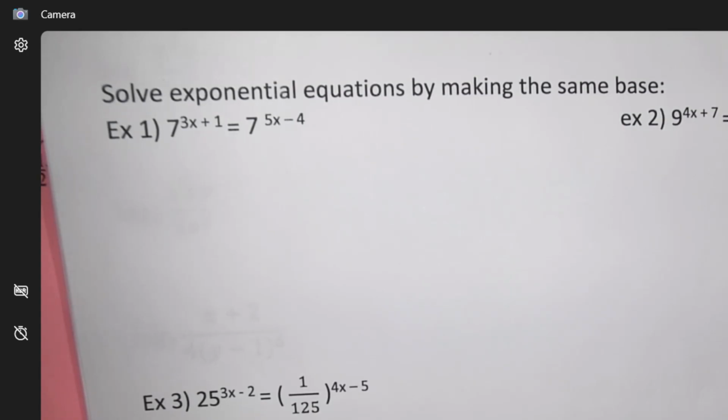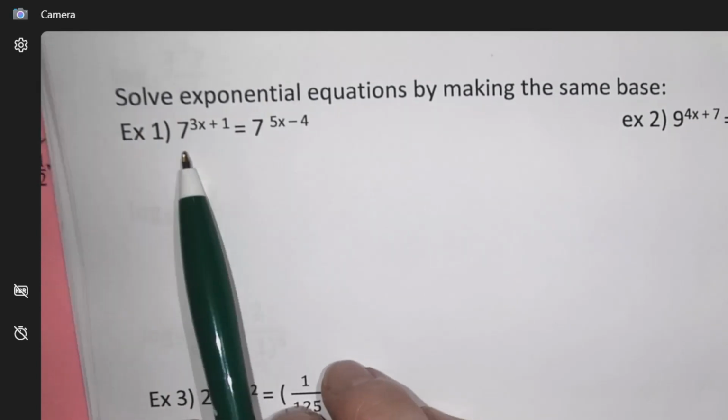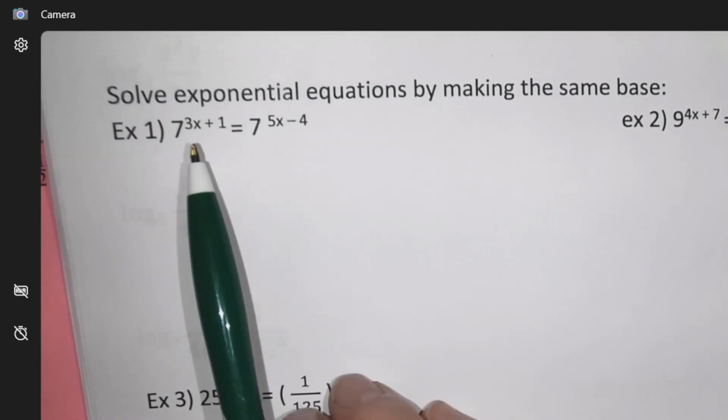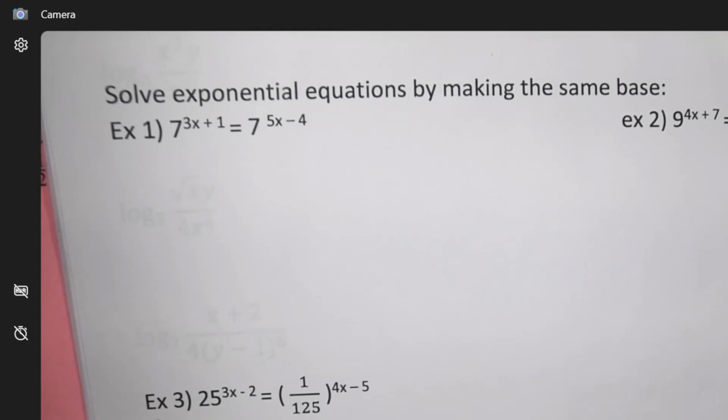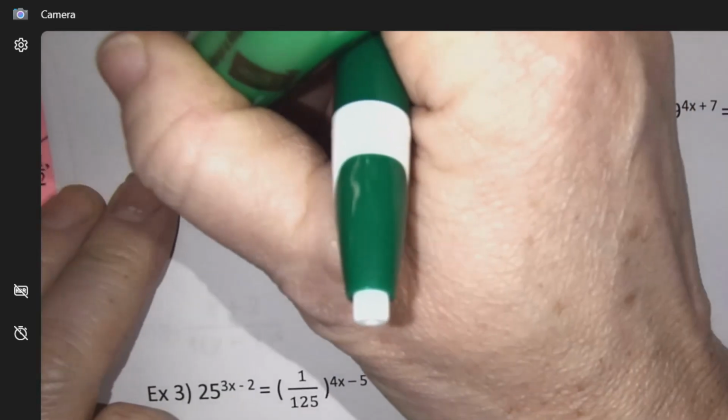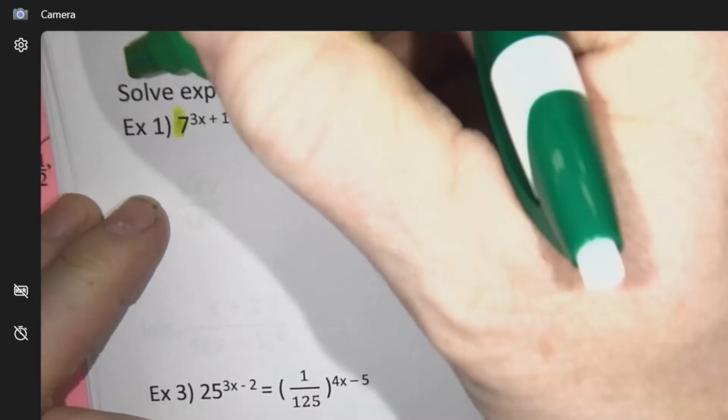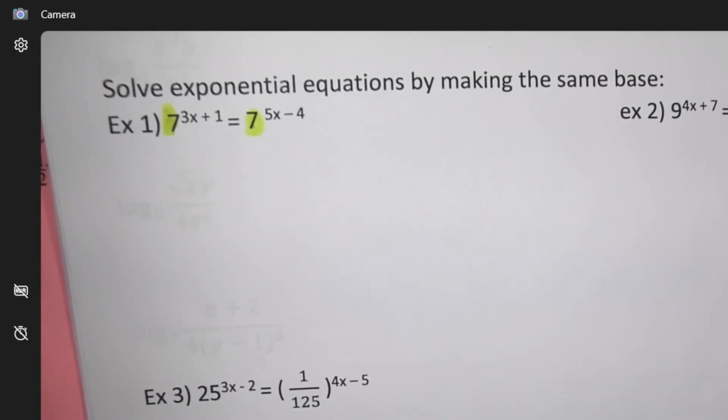Okay, so in this type of equation, you can only solve it if your numbers can be written with the same base. So example 1 is already done for you, where you can see the base is 7. Base is 7. Okay, so those are the same.